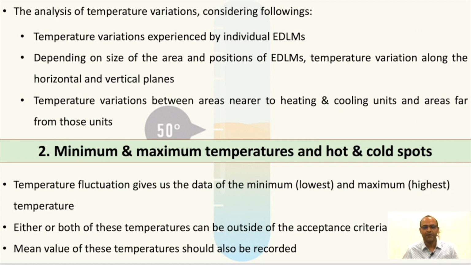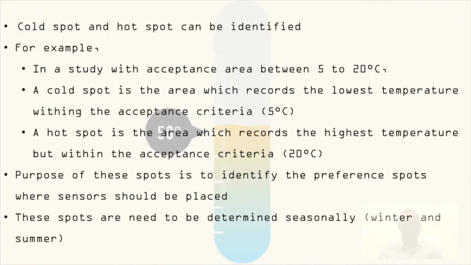Next important are the minimum and maximum temperature and the hot and cold spots. Temperature fluctuation gives us the data of the lowest and the highest temperature. Either of these temperatures can be outside the acceptance criteria limits. The mean value of these temperatures should also be recorded. Cold spots and hot spots are to be identified. For example, in this study the acceptance range is between 5 to 20 degrees. Here we have set the limit: 5 to 20 means the lowest acceptable temperature is 5 and the highest acceptable temperature is 20.